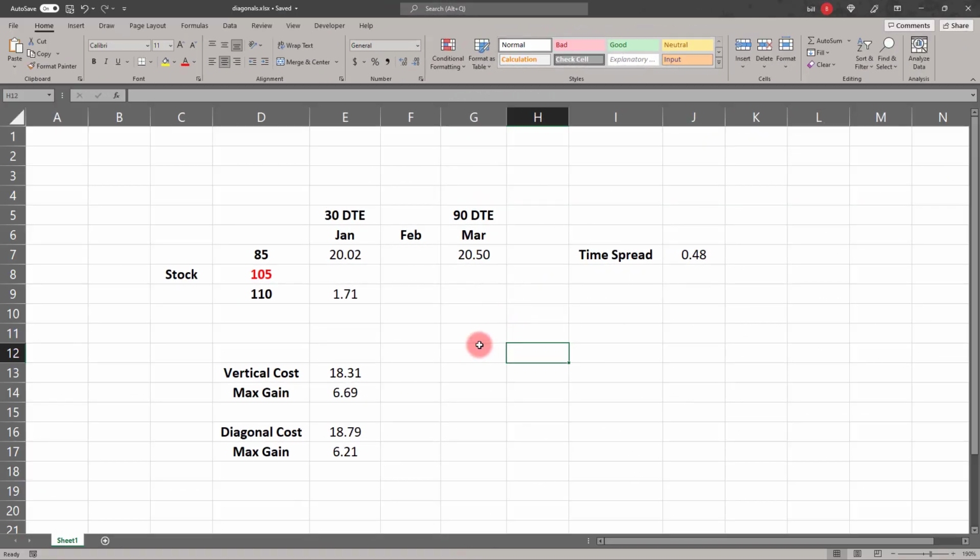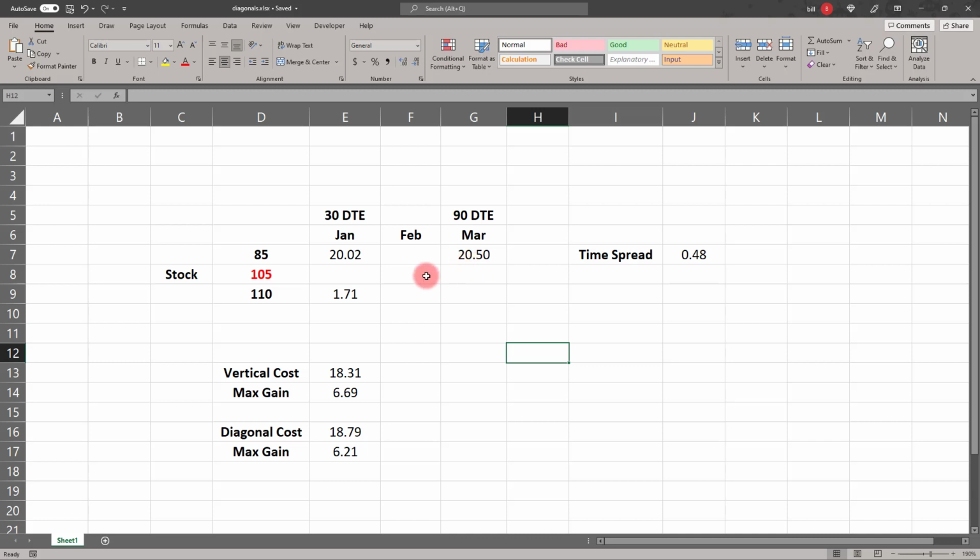So in this Excel spreadsheet, what I've done is I'm looking at three different strikes, the 85, 105, and 110. We've got different expirations. I have January, February, and March. For this video, we're just going to be looking at January and March. And I've thrown these into a pricing model just for round figures. I put 30 days to expiration for January and 90 days to expiration for March. I use 30% volatility, and these are the option prices that we got.